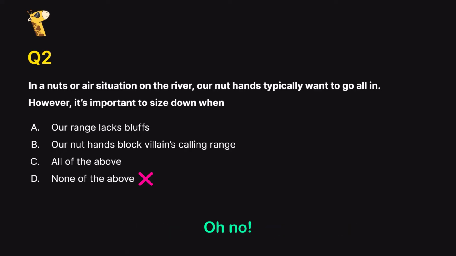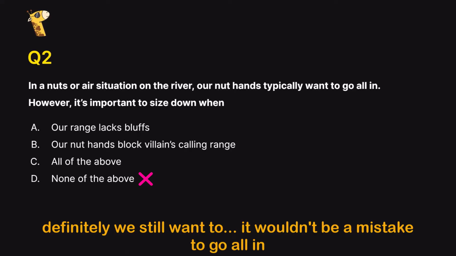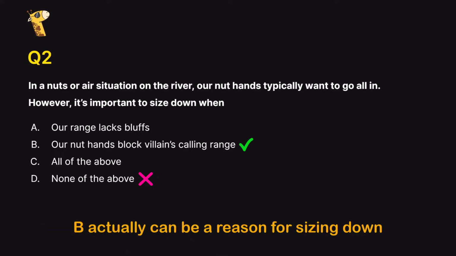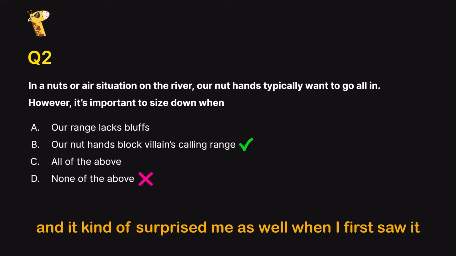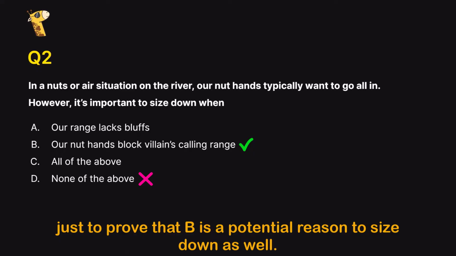Oh, no. You're right about A for sure. Even if we lack bluffs, it wouldn't be a mistake to go all in. B actually can be a reason for sizing down, and it surprised me as well when I first saw it. Let me pull up a simple toy game that I ran, just to prove that B is a potential reason to size down as well.